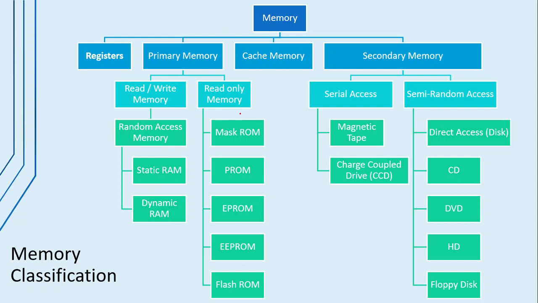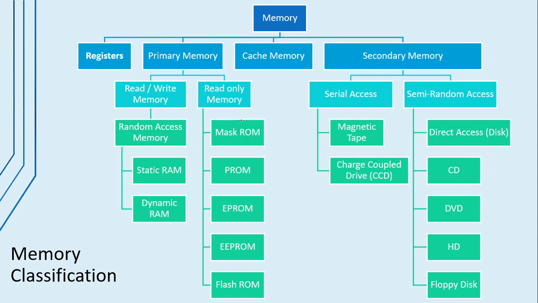Now read-only memory. Read-only memory is an example of permanent memory, or you can say non-volatile memory. In read-only memory you can perform only the read operation. It has different categories like mask ROM, PROM, EPROM, EEPROM and flash ROM. We will discuss all these ROMs in detail in the next slides.